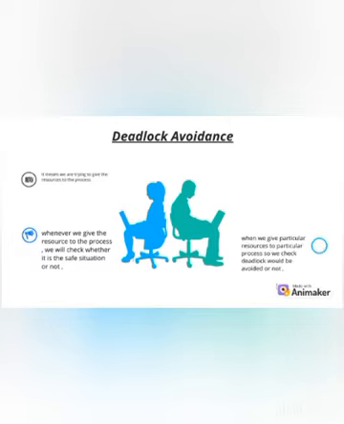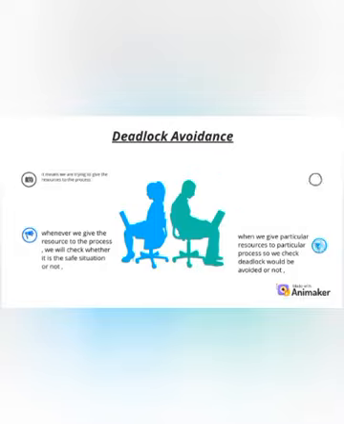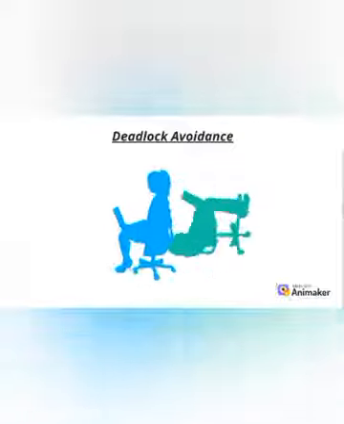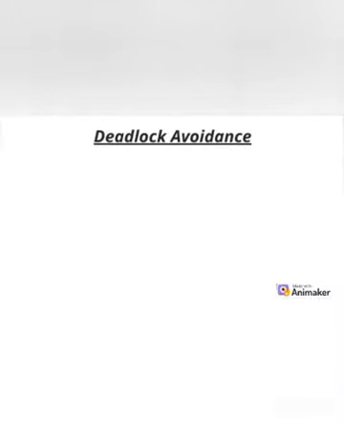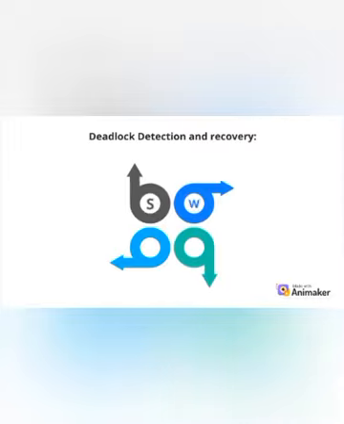Deadlock avoidance means how to avoid the deadlock from happening. It means we are trying to give the resources to the processes, and whenever we give a resource to a process, we check whether it is a safe situation or not. When we give a particular resource to a particular process, we check whether deadlock would be avoided or not for every resource allocation. We check the safe state.